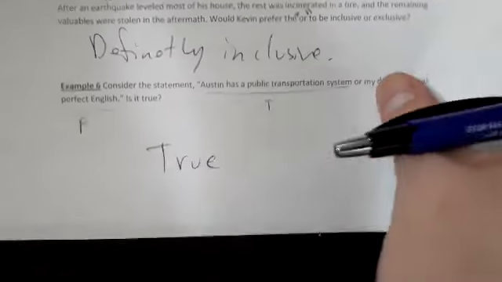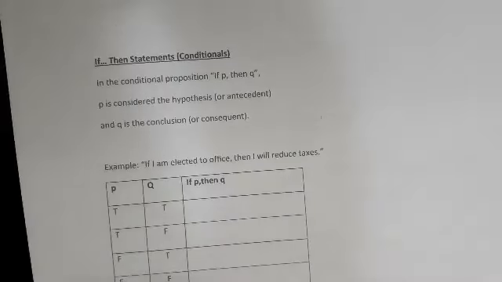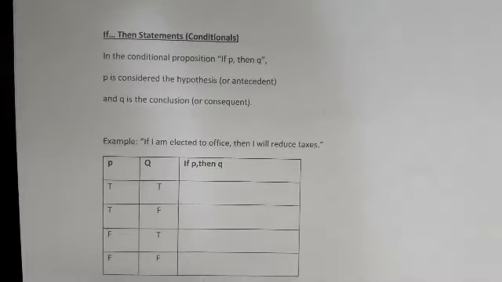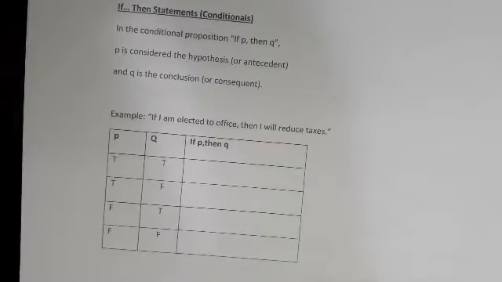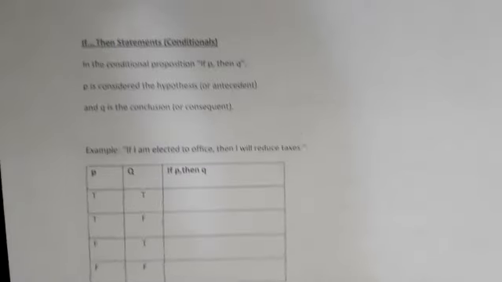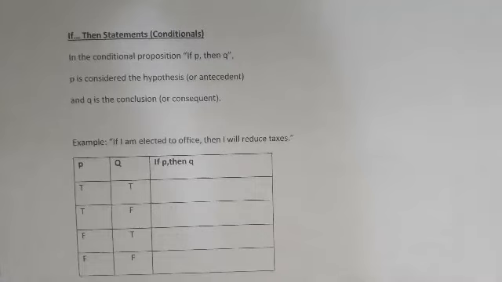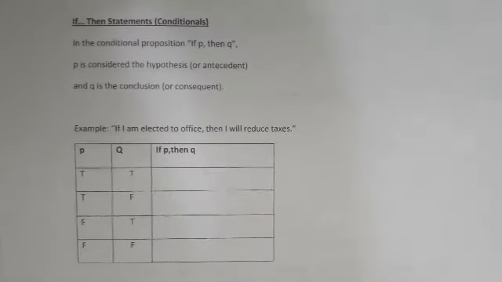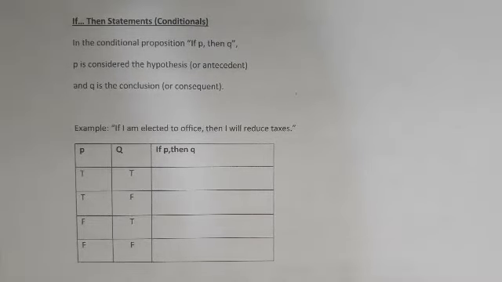Okay, we're getting close. We have an if-then statement. These are also known as conditionals. If P, then Q. P is considered the hypothesis or antecedent. Q is the conclusion or consequent.